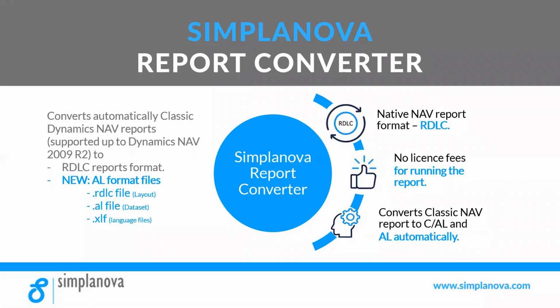And the main improvement with this 2.07 version is that right now, Report Converter converts classic NAV reports to AL automatically. And what's the output? The output is an RDLC file as a layout, an AL file as a dataset, and an XLF file as a language file. So how did our team manage to do that?